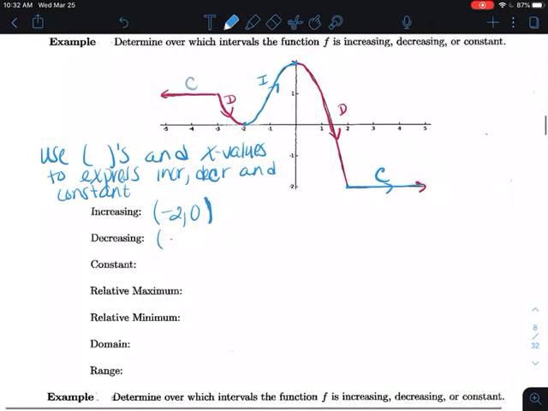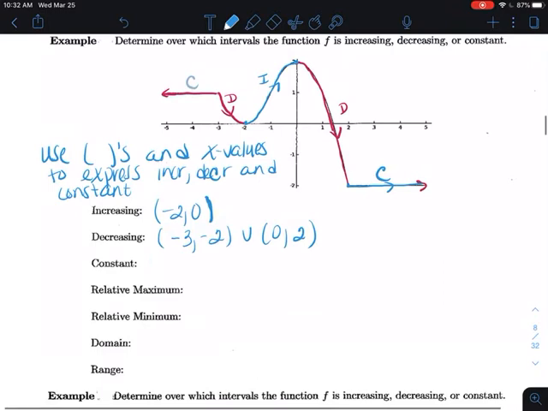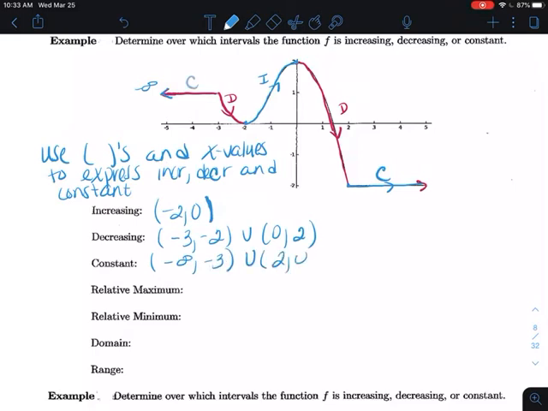It's decreasing from -3 to -2, union, because you have another interval where it's decreasing, from 0 to 2. You also have two intervals where it's constant. It's constant starting here at this x value, which would be -infinity, and it stops at -3. Union 2, and it continues on being constant out to infinity.